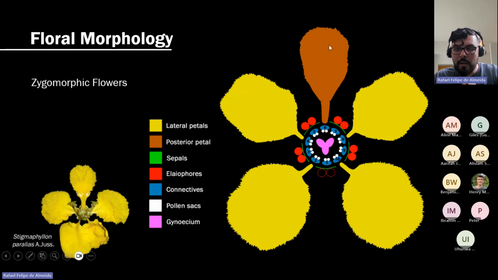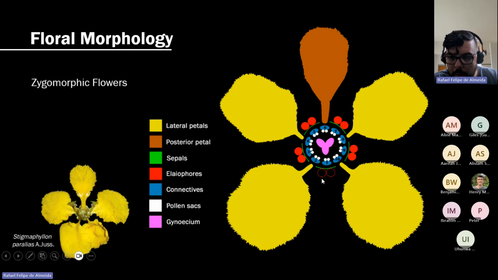So here we can see, let me start with the lateral petals. The lateral petals are in yellow. The posterior petal is in orange. The sepals are those traces here in green. So they have 5 petals and 5 sepals. The petals are always placed like this in Neotropical ones. So you have a posterior petal and 4 lateral petals. The sepals are the opposite. You have an anterior sepal and 4 lateral sepals.